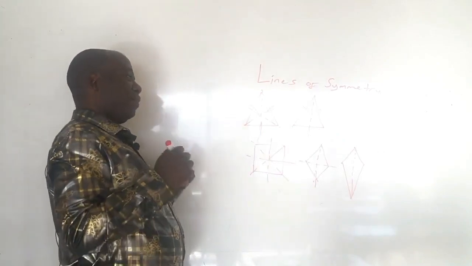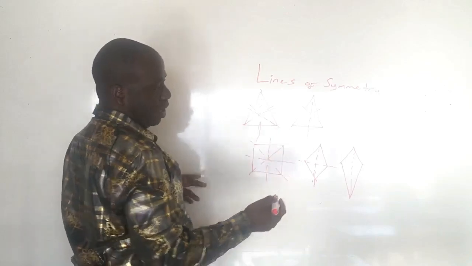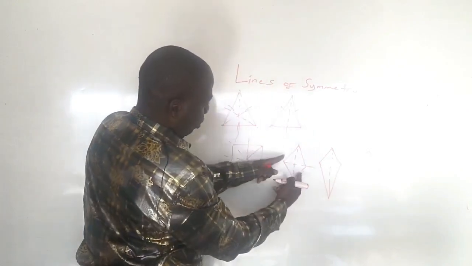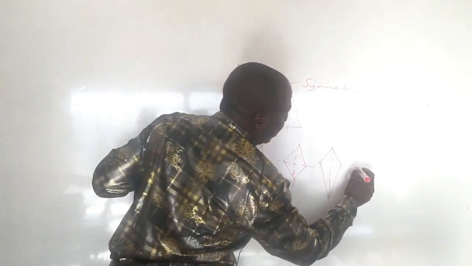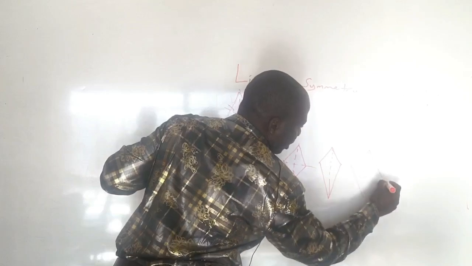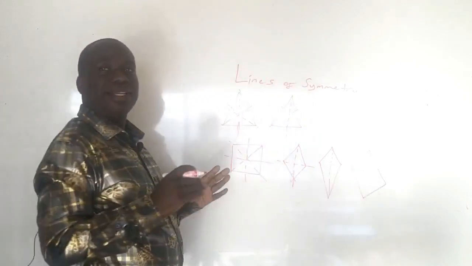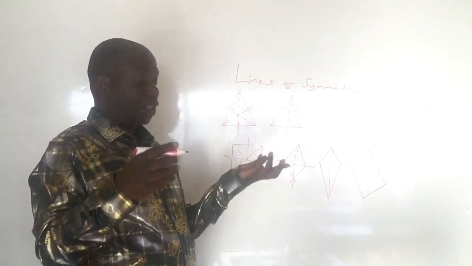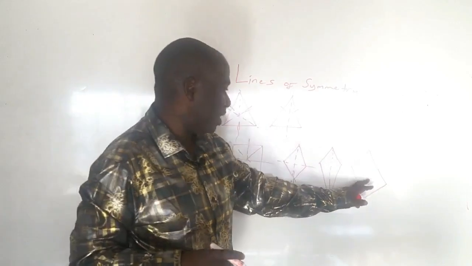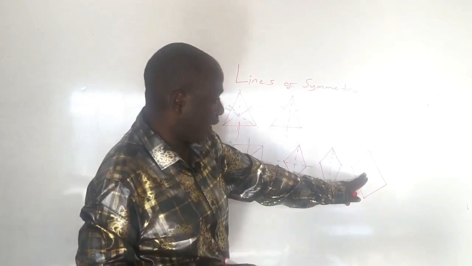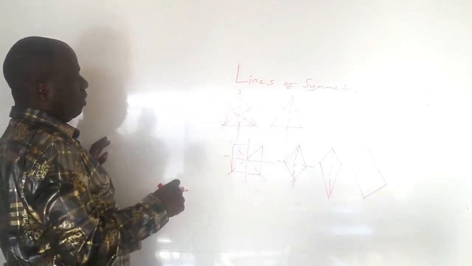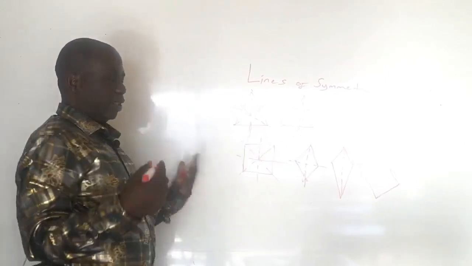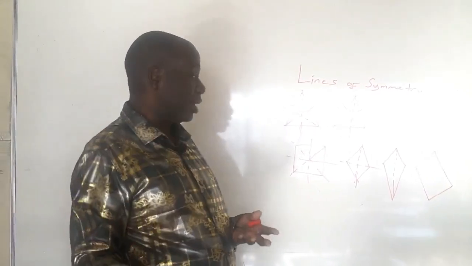Then we have what they call a parallelogram. Most parallelograms, except for a rhombus, which is also a parallelogram, don't have a line of symmetry. They have zero lines of symmetry, but they've got two rotational symmetry. Then we have these other shapes, like the trapezium. A trapezium does not have any line of symmetry.